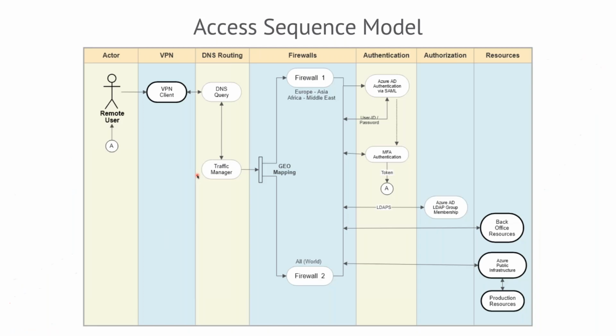Okay, so if we look at the sequence detail of how they peruse through the different checks, the VPN client of the user does the DNS query. Remember, they're giving you an FQDN, and based on that, the traffic manager, this is an actual piece of code in Azure, will geographically route you to the right firewall, right?